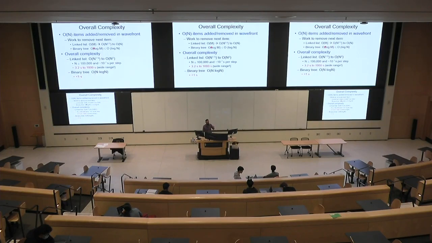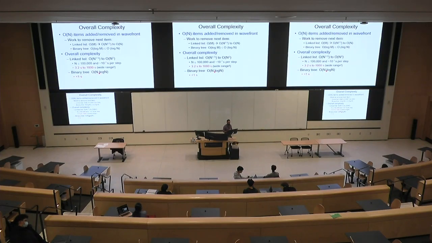Log m is usually less than or equal to log n, because we know that m can be much smaller than n, right? So the overall complexity of the breadth first search algorithm with linked lists, we talked about it, is going to take O of n squared on average, in the worst case. In a binary search tree, it's going to be n log n. N is the number of nodes in the city, and in each iteration we are doing log n work to remove from the data structure.